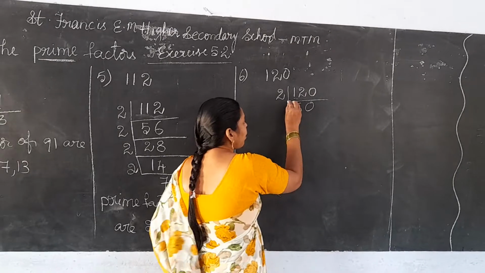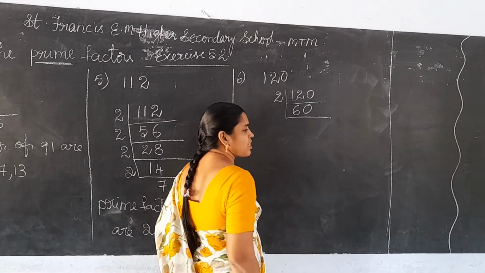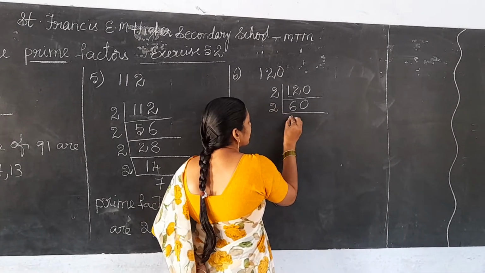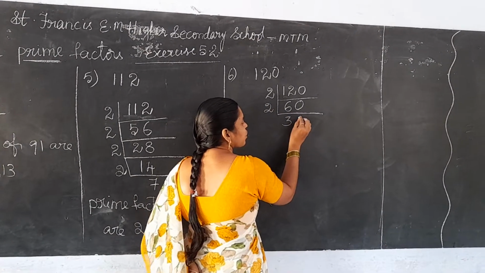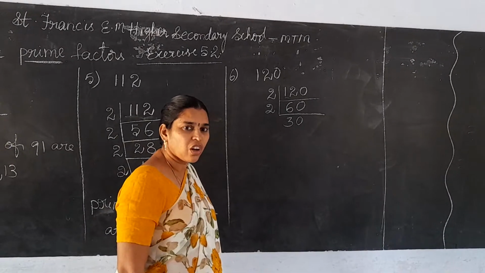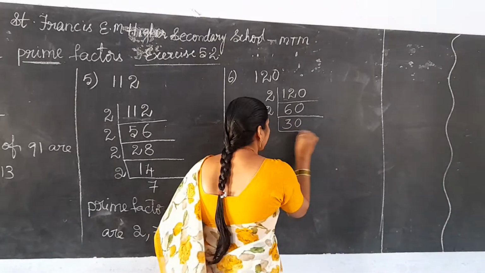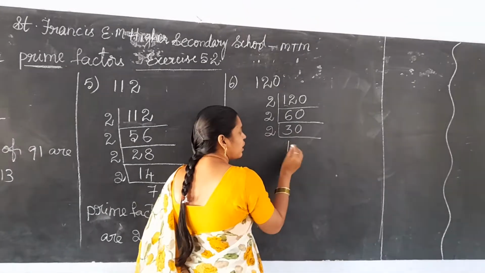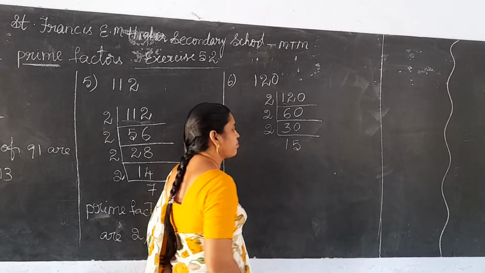60. Now again the last digit is 0. So 2 will go. 2 3s are 6 and 2 zeros are 0, 30 times. Again a 2 table will go. So 2 how many times? 2 1s are 2, remainder 1, 10, 2 5s are 10, 15.